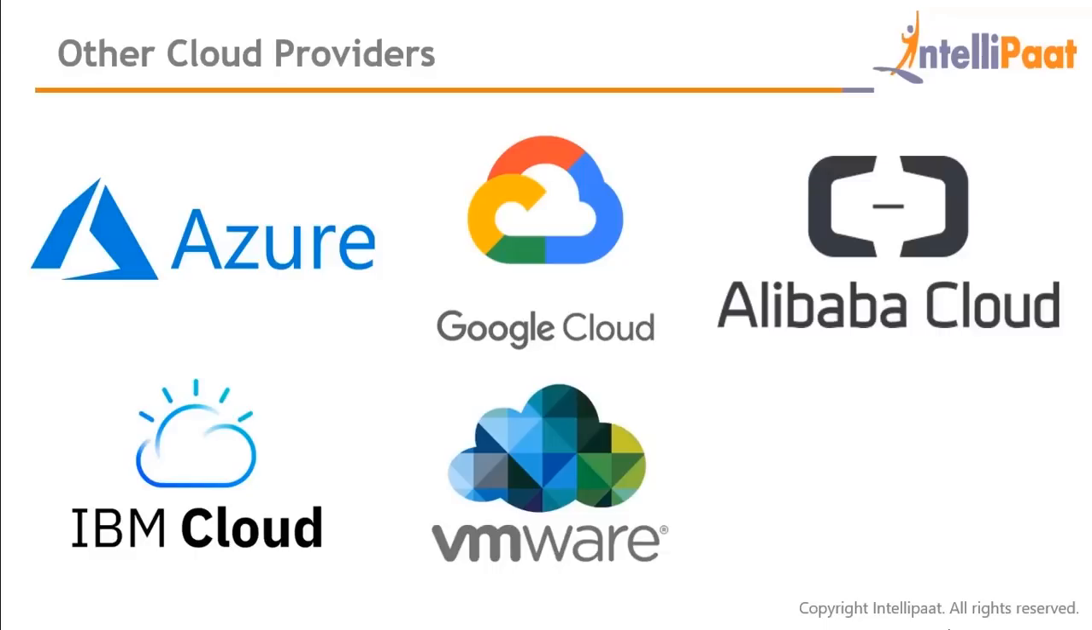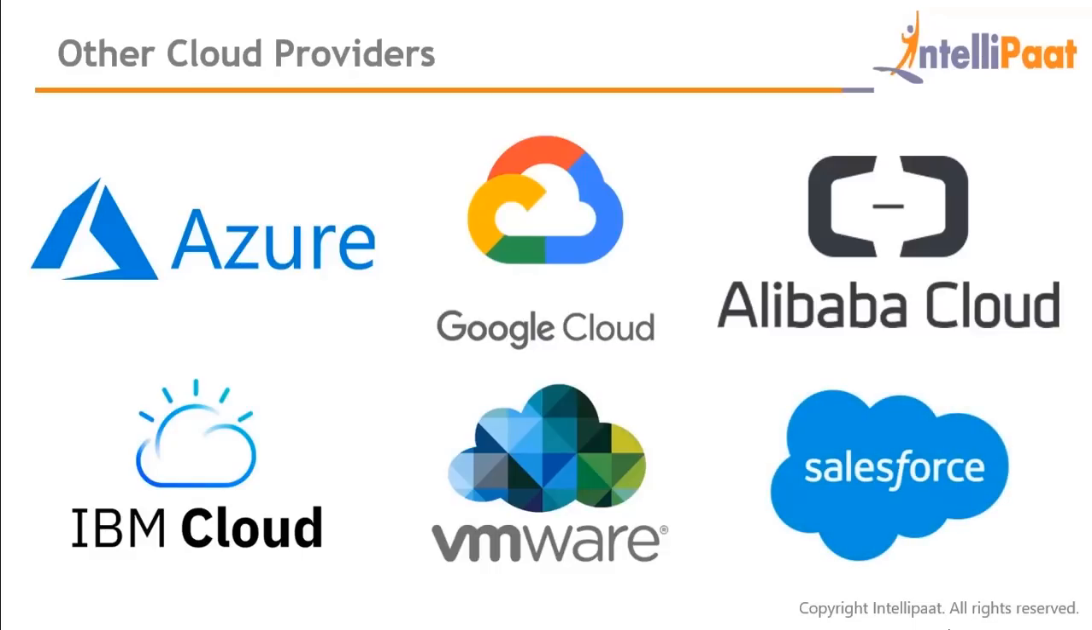Then comes VMware. VMware is a software virtualization company. So basically they provide virtual machines via the internet to users or companies. Finally, Salesforce. Salesforce is also a cloud platform and their main tool is CRM, that is Customer Relationship Management, and they are considered to be the number one at it.